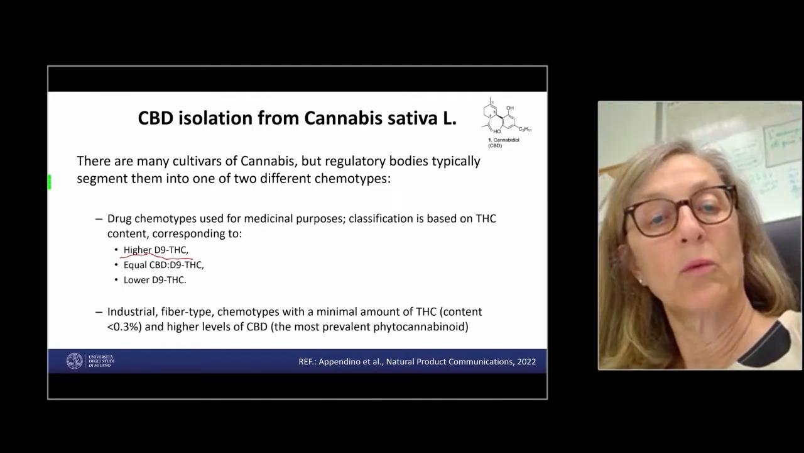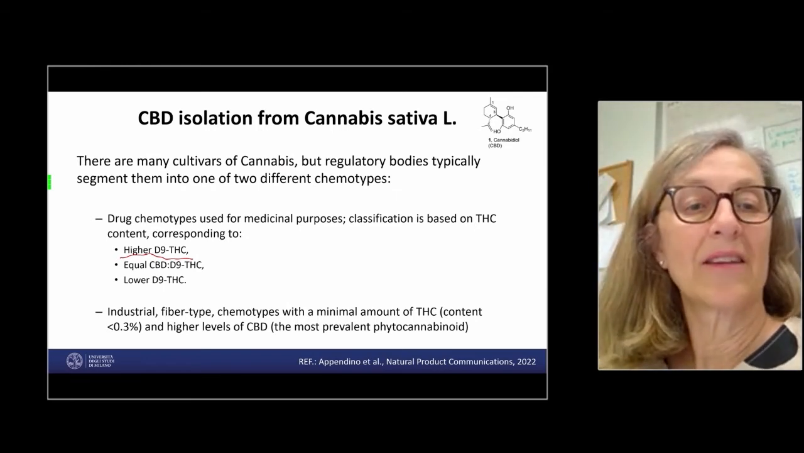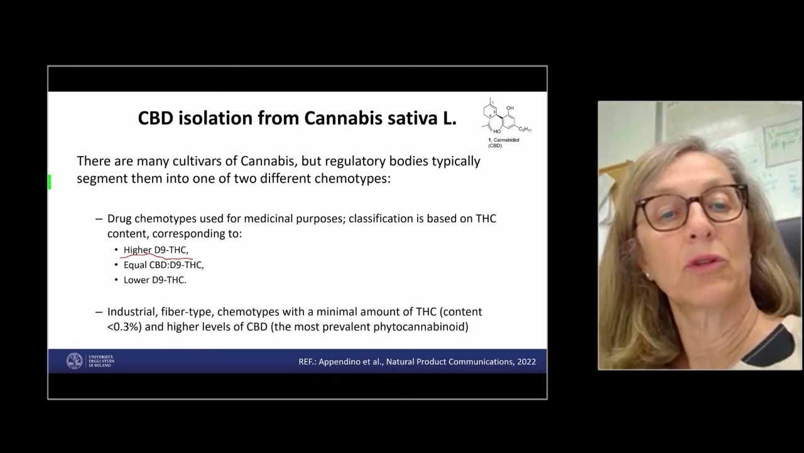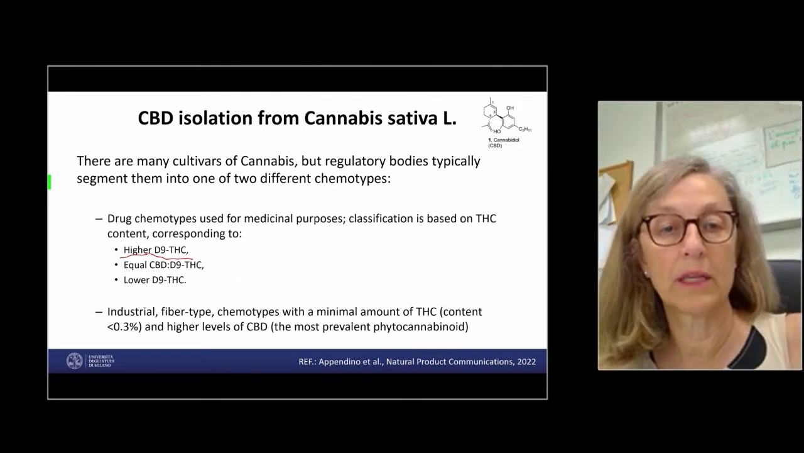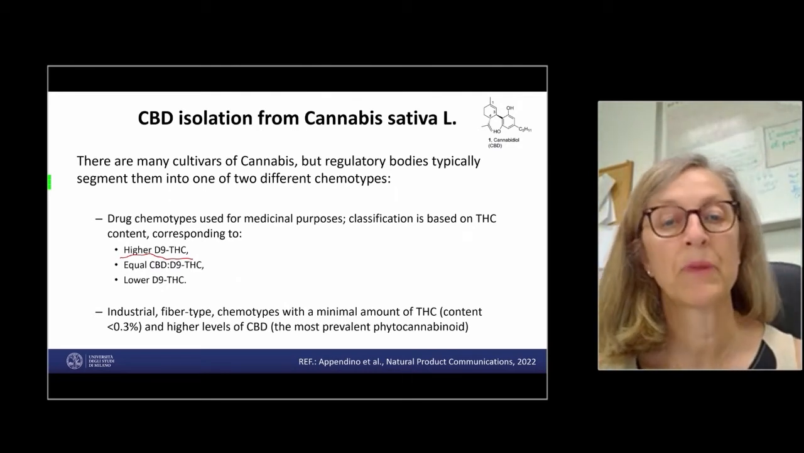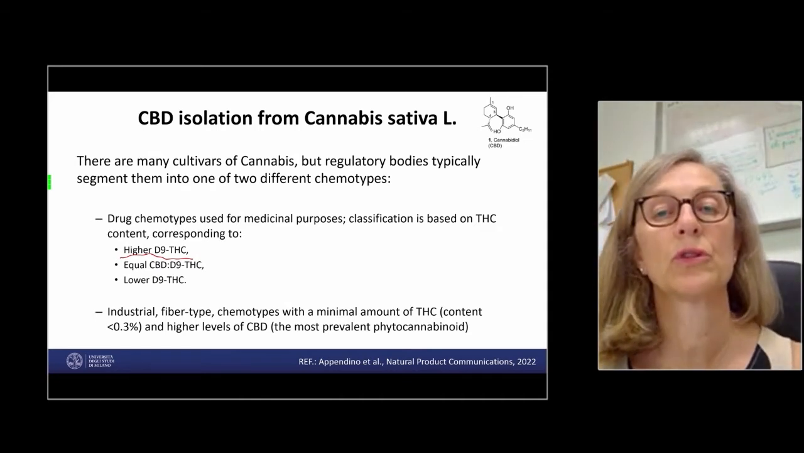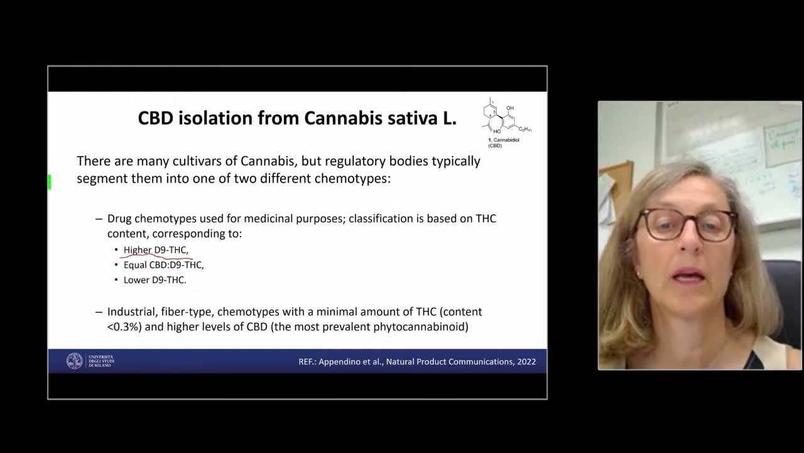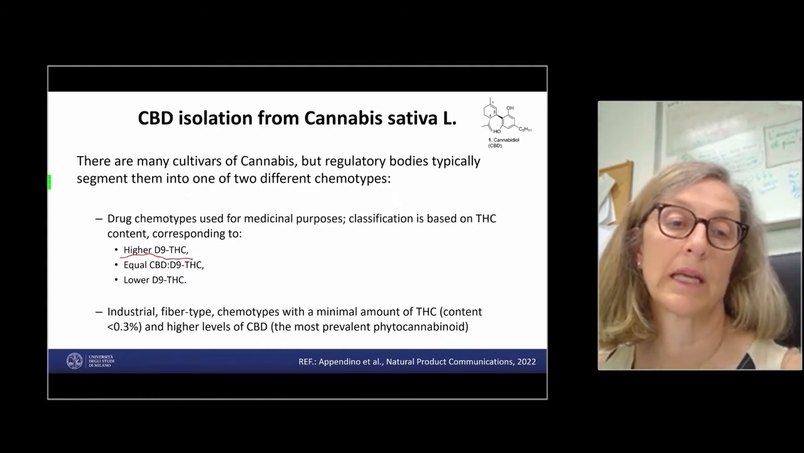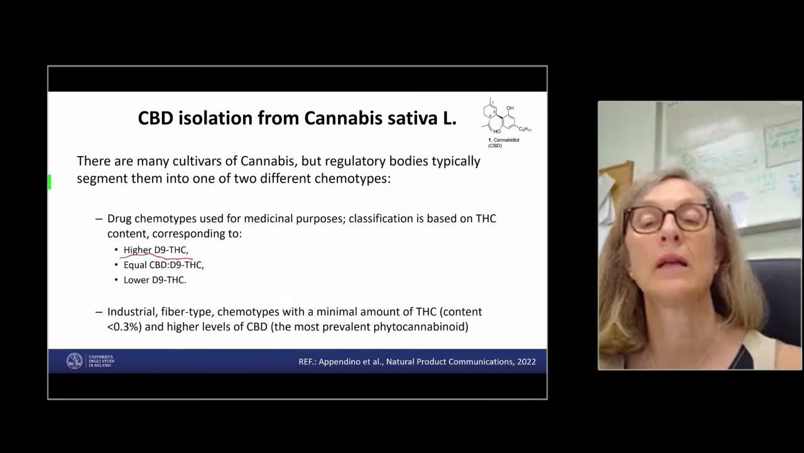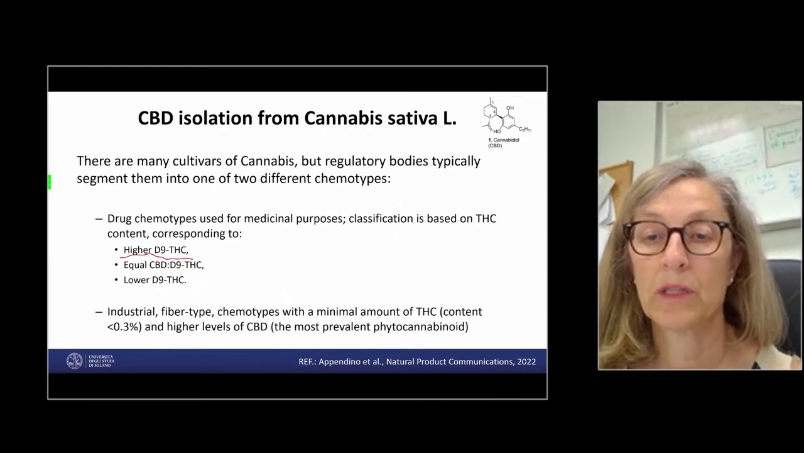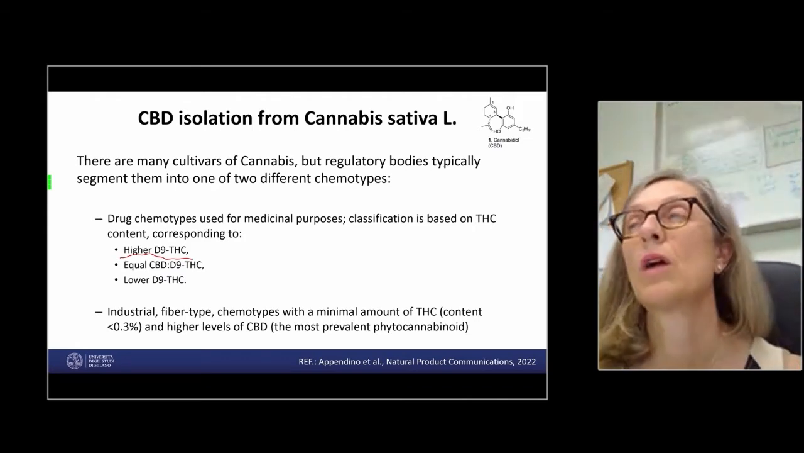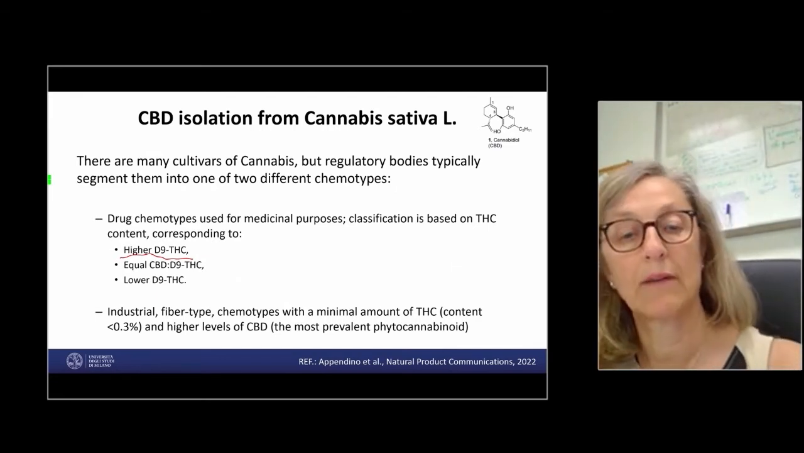Then we have other chemotypes where the ratio between CBD and THC is more or less the same. And then we have chemotypes with a very low level of THC and a high level of CBD. We can also try to have plants where we don't have THC at all. For example, for the fiber industry, we use chemotypes with a minimal amount of THC, which has to be under 0.3%. Normally they also have a low level of CBD, but sometimes they can have more CBD.